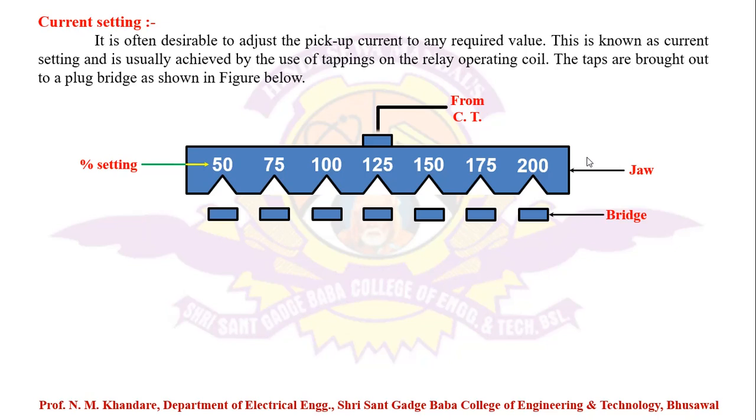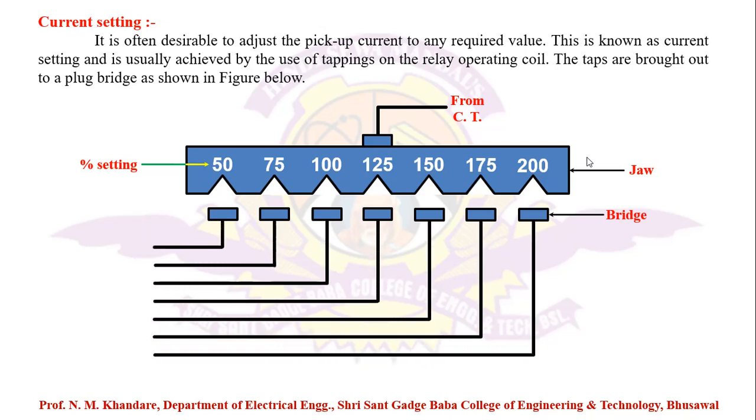From the CT, the current comes to this jaw, and from the bridge circuit we are providing various tappings which are connected to the relay operating coil. So all the connections go to the relay operating coil, and as per our requirement we put the plug at any desired slot so that the path will be completed. Here the plug is inserted into 100%, which means whatever the rated current of the CT is will be the actuating current for the circuit breaker.